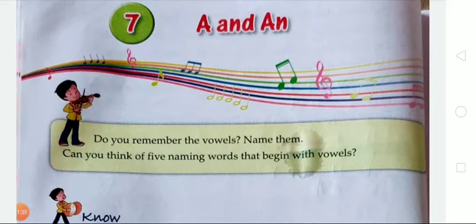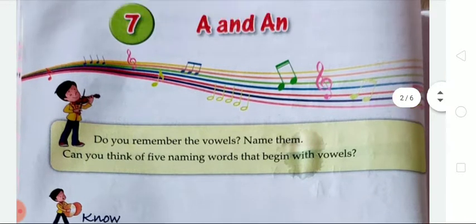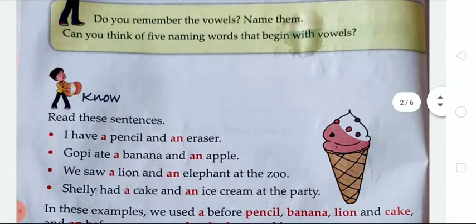So students, we all know that there are five vowels in the alphabet, and those are A, E, I, O, U. The remaining letters are consonants. So there are 5 vowels and 21 consonants. According to that knowledge, we are going to solve the exercise of this chapter. In this chapter, we will be able to understand how we use a or an with any word.